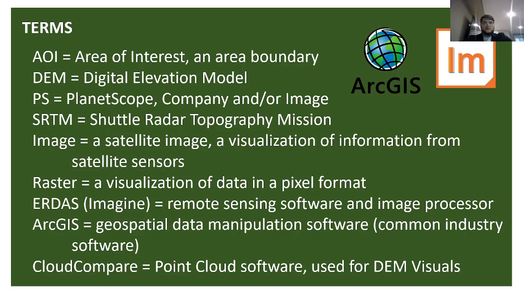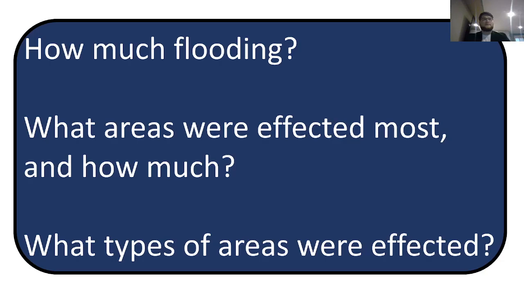Some key details: we used ERDAS Imagine for some remote sensing software processing. I used multispectral images on ERDAS and processed them there, as well as doing my classifications that I'll show you in a bit. I used ArcGIS to make my maps, as well as some additional processing for the digital elevation model. And I used CloudCompare to get some visualizations of that digital elevation model, as well as some nice three-dimensional views of how the topography looks near and around Spencer, Iowa.